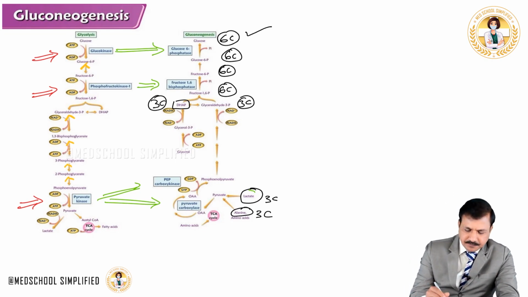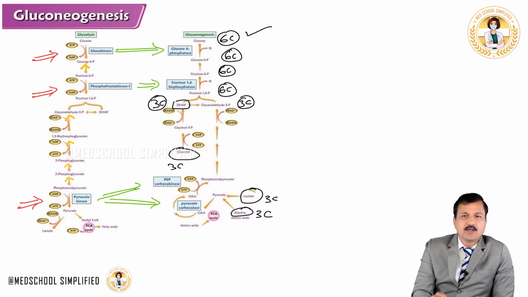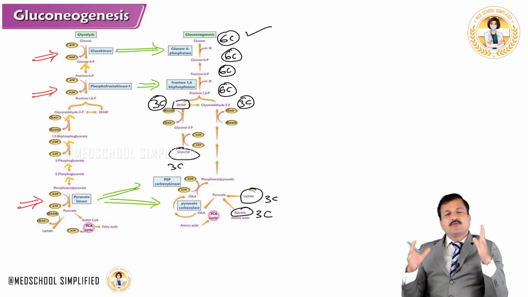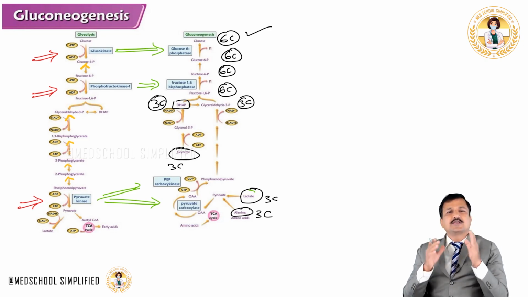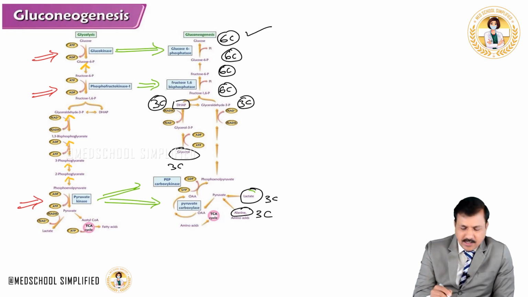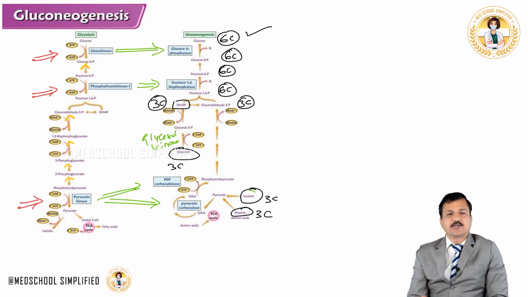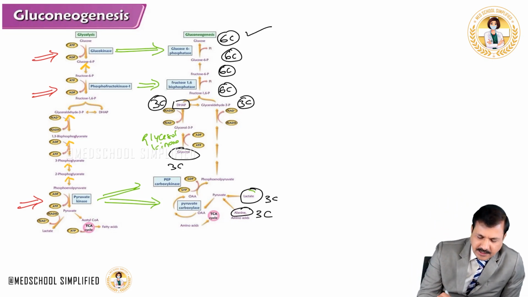Or another precursor that is shown here is glycerol. Glycerol is a 3-carbon molecule coming from adipose tissue triacylglycerol lipolysis. Now the glycerol is converted to glycerol 3-phosphate by the glycerol kinase enzyme, not written here, so I'll write it down: the enzyme name is glycerol kinase, which will convert glycerol into glycerol 3-phosphate. Once you get glycerol 3-phosphate, it is converted into dihydroxyacetone phosphate by glycerol 3-phosphate dehydrogenase.